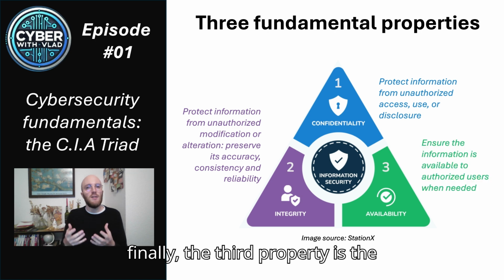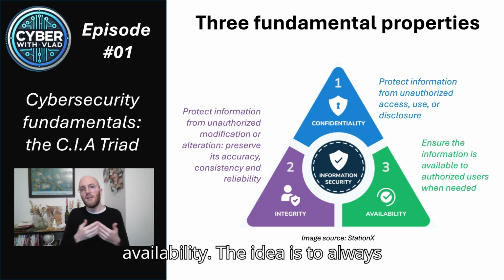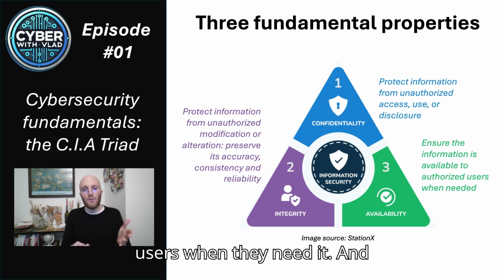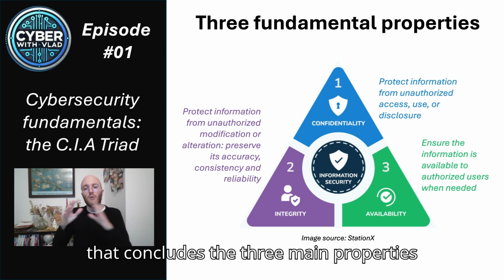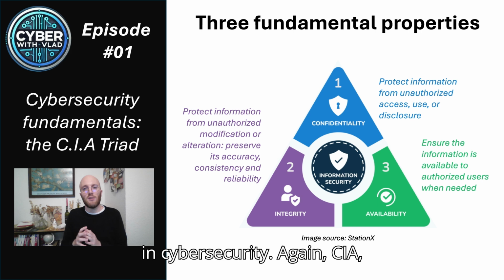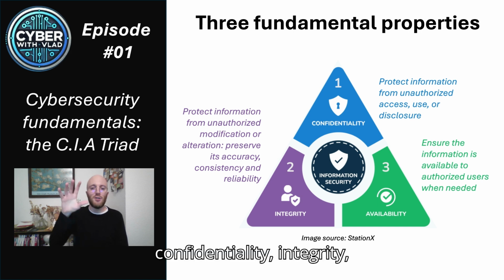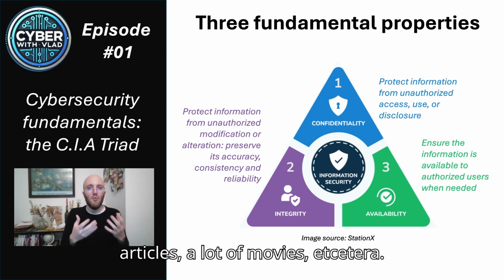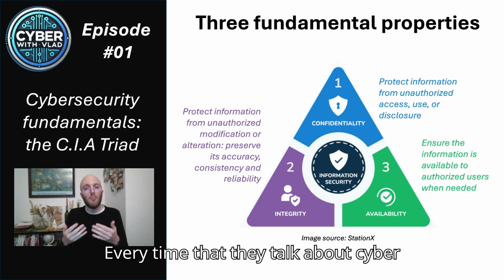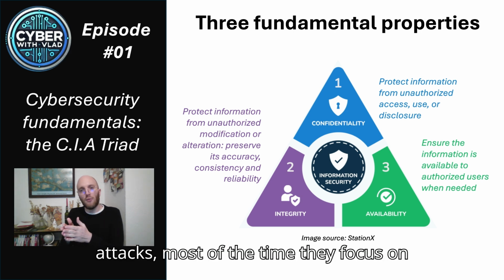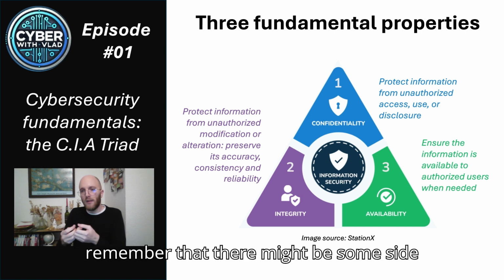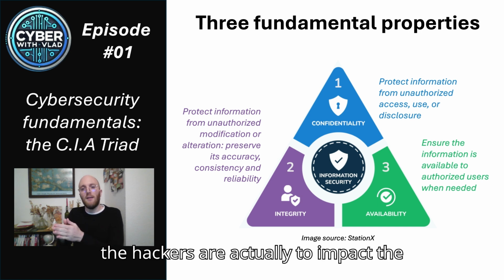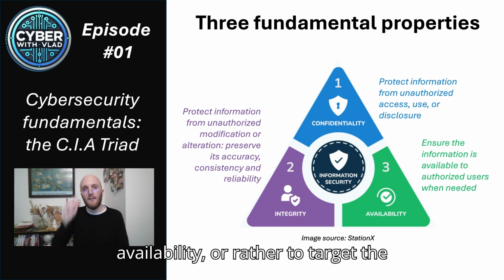Finally, the third property is availability. The idea is to always ensure that our information or our services are available to the rightful users when they need it. That concludes the three main properties in cybersecurity. Again, CIA: confidentiality, integrity, availability. You will see a lot of press articles and movies talking about cyber attacks, and most of the time they focus on confidentiality. But you should remember that sometimes the objectives of the hackers are actually to impact the availability, or rather to target the integrity.